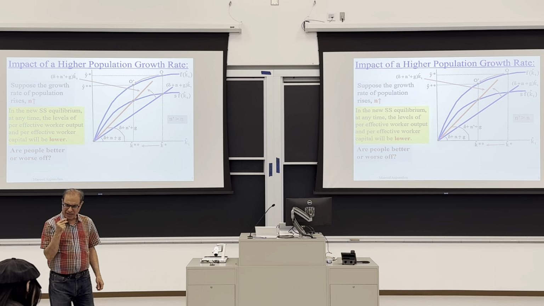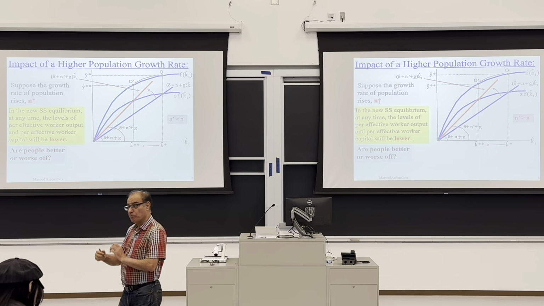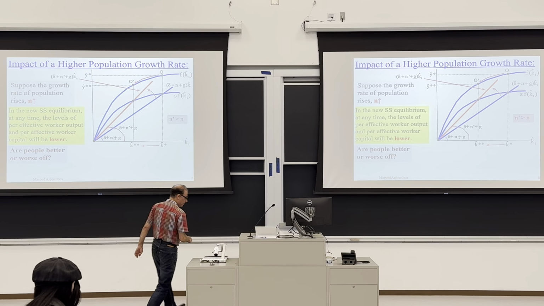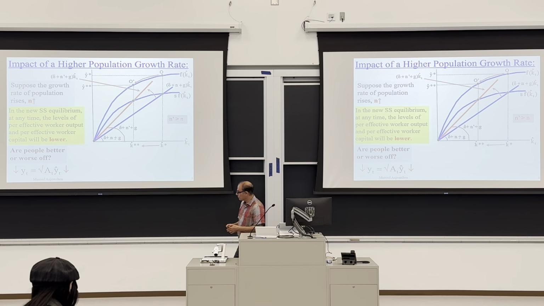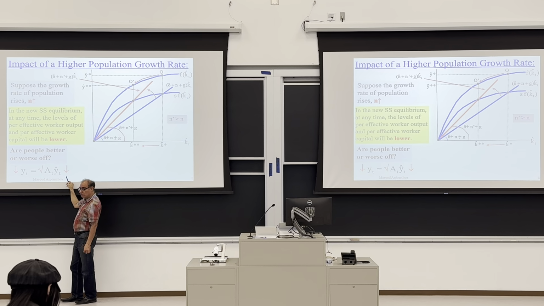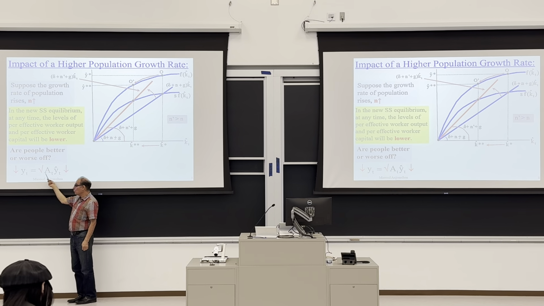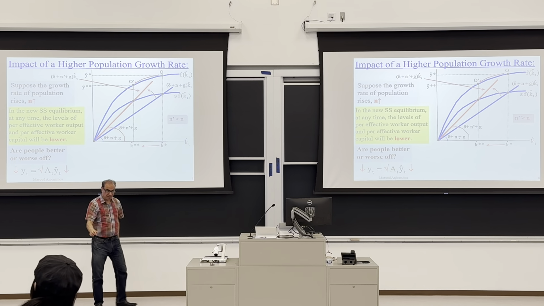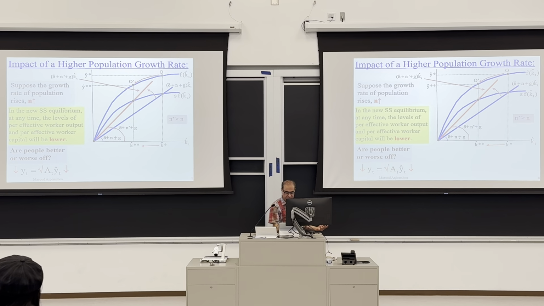Because you have to grasp the concept of per effective worker variables. You see here, why are people worse off? From the graph, you can see that y hat is going down. But don't forget that, as opposed to the previous case, the growth rate of A remains G. This doesn't change. So as you can see, people are worse off. Again, the graph shows only this part. But from a welfare point of view, this is important.